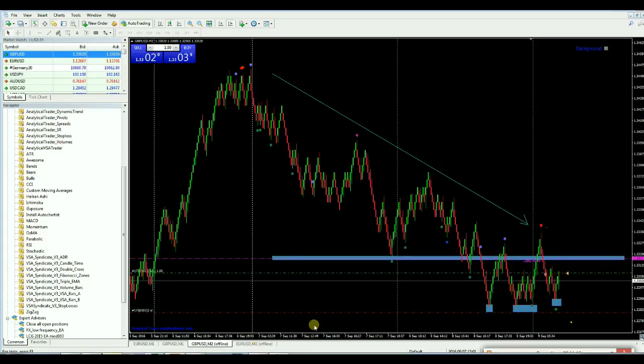Beautiful. So guys, we're looking at a move higher here on the pound sterling dollar, and I'm looking at all possibilities here. That's why I don't have a take profit here. Beautiful. So let's see how this plays out, guys, and I'll be back shortly.